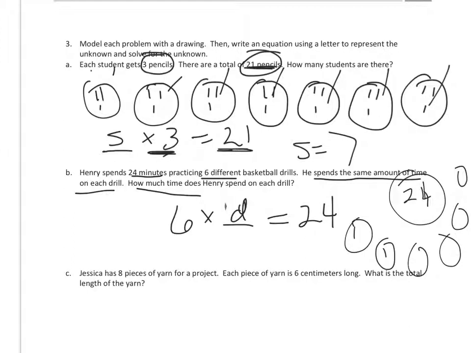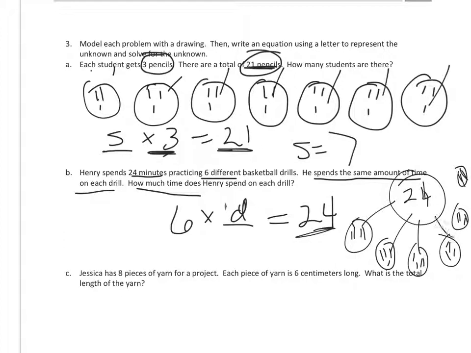1, 2, 3, 4, 5, 6, 7, 8, 9, 10, 11, 12, 13, 14, 15, 16, 17, 18, 19, 20, 21, 22, 23, 24. 24. So that's our total is 24.